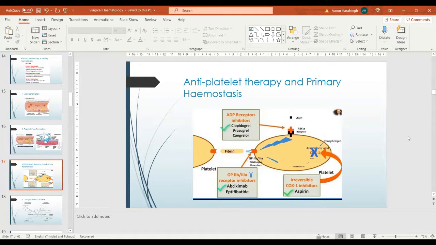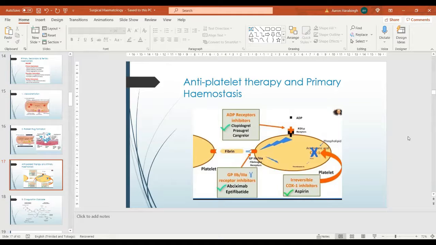Now, there are a number of antiplatelet therapies that patients commonly take, which have an effect on the function of platelets, and they're important to know about because they can affect surgery. So we have aspirin, which is a very common drug. It inhibits cyclooxygenase or COX, and when it does so, it decreases the production of thromboxane A2 and prostaglandins. And as we know, thromboxane A2 is one of the drivers of platelet aggregation.